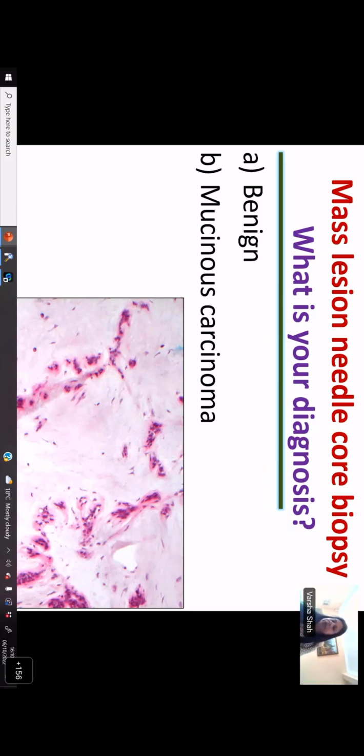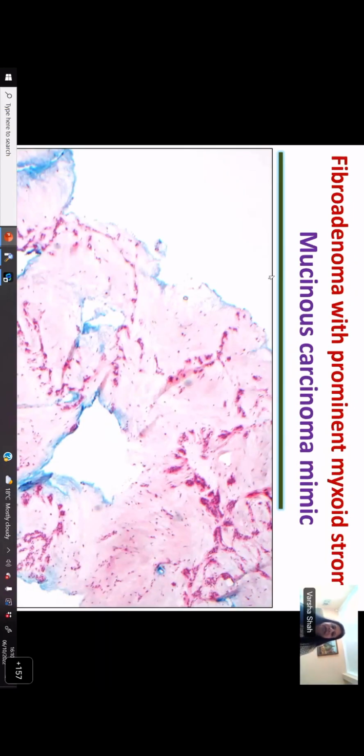Right. So what's the popular diagnosis? Most of the students thought it is B, mucinous carcinoma. Okay. Right. I will come to that now. So actually, this was a fibroadenoma with a very prominent myxoid stroma. And yes, mucinous carcinoma is a mimic. But so what are the differences? Why is it not a mucinous carcinoma?